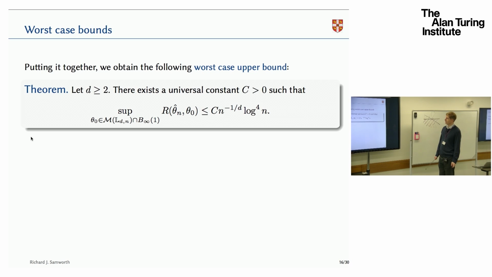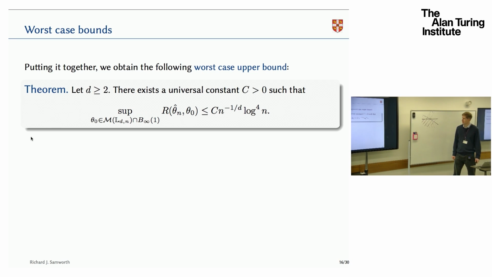And here's what we find, is that for every d greater than or equal to 2, we can find a universal constant for which the risk of the estimator is bounded above by n to the minus 1 over d up to polylogarithmic factors. Okay.